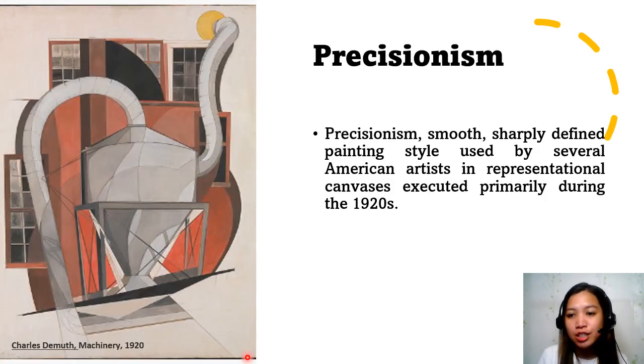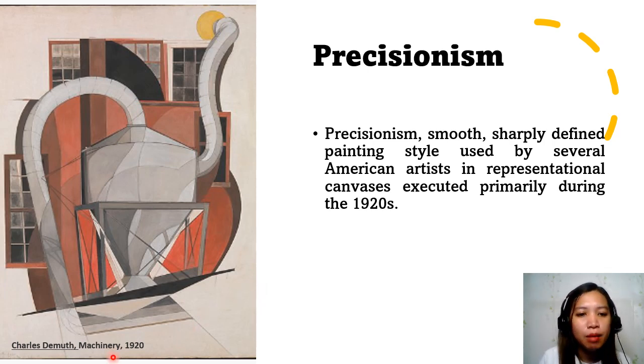Next is Precisionism. Precisionism is a smooth, sharply defined painting style used by several American artists in representational canvases executed primarily during the 1920s. Precisionism also takes its inspiration from Cubism. As you can see, it also has pointed lines, but the colors are kind of smooth. This style was used by American artists in the 1920s.